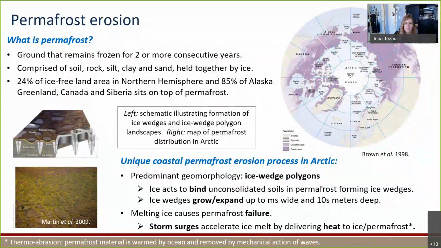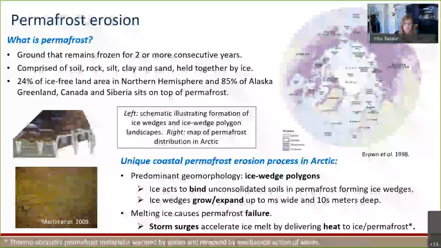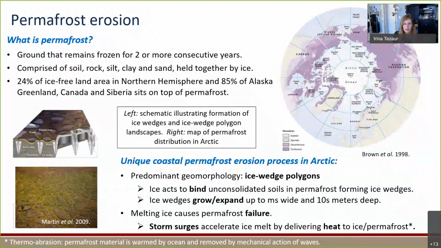So here I'm going to be focusing on coastal permafrost in the Arctic. And this type of permafrost turns out to be different from permafrost present in other parts of the world. In particular, one unique feature of the Arctic coastal permafrost is that its predominant geomorphology consists of ice wedge polygons. These are shown in the figure here on the left. So basically you have pieces of the soil, rock, silt, clay, sand mixture that are interspersed with these ice wedges, okay? The wedges can grow and expand to be meters wide and tens of meters deep.